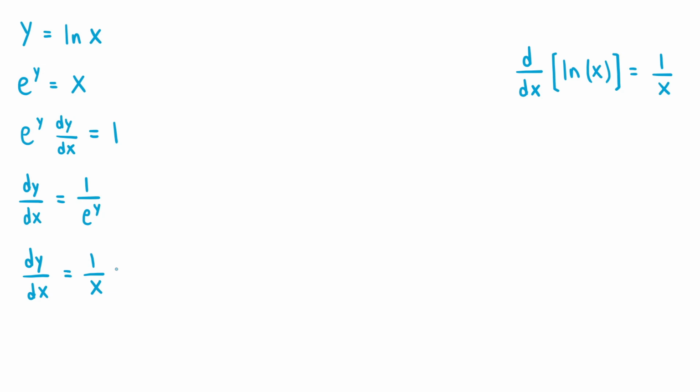We started with y equals ln of x, and we ended up with the result dy/dx equals 1 over x. So the derivative of ln of x is 1 over x, which was what we were trying to prove. This was kind of a short one. Once we know that the derivative of e to the x equals e to the x, it's not that hard to apply implicit differentiation to find the derivative of ln of x.